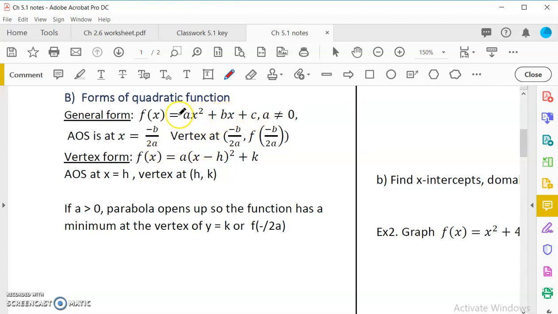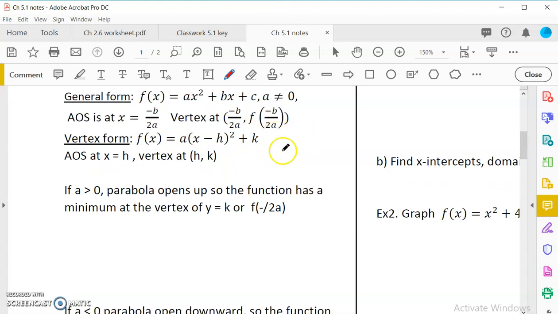If you have a parabola written as ax squared plus bx plus c, the axis of symmetry would be at x equals negative b over 2a. You take the negative of b, over 2 times a, and you'll find the axis of symmetry. And then the vertex would be on the axis of symmetry. So the vertex is negative b over 2a, and then f of negative b over 2a, which means you plug negative b over 2a back into the function to find the y coordinate of the vertex.